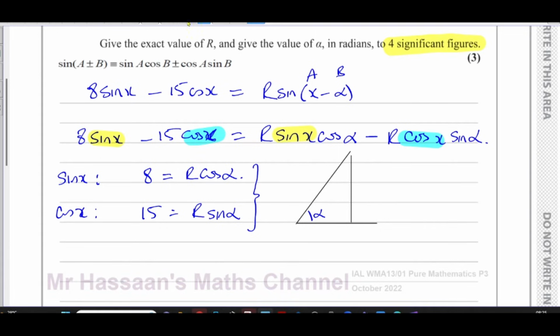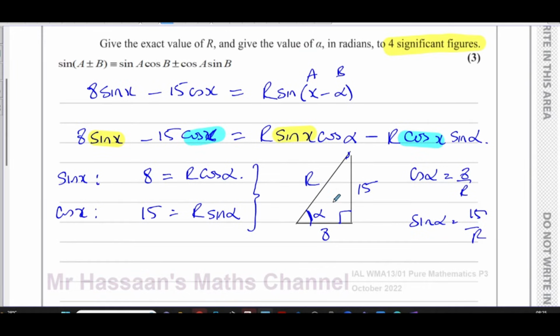Get rid of this. Sorry about that. Let's sort this out. So the sine of alpha would be the opposite of alpha here, which would be 15 over r. And the cosine of alpha would be the adjacent over r. So you can see from this, cosine alpha equals 8 over r, and sine of alpha is equal to 15 over r.